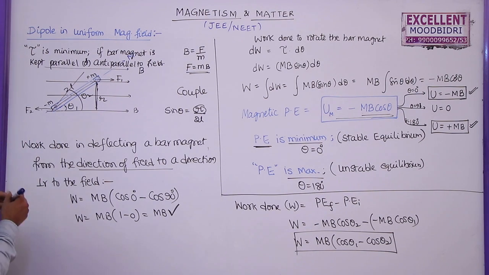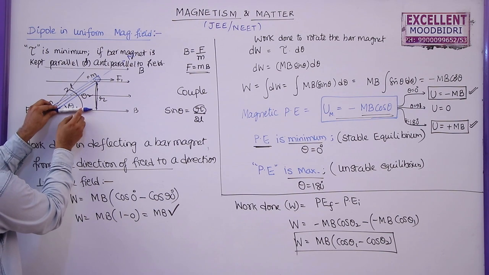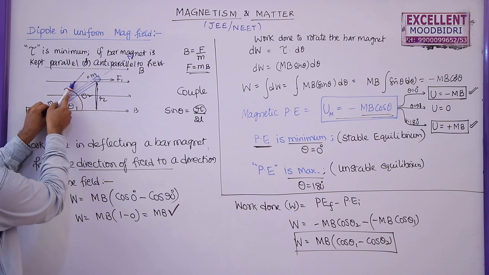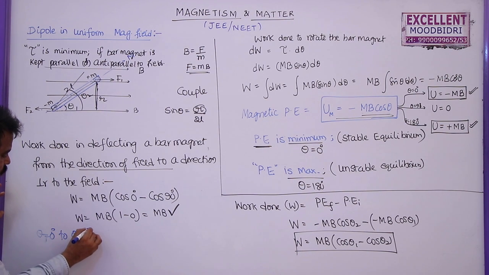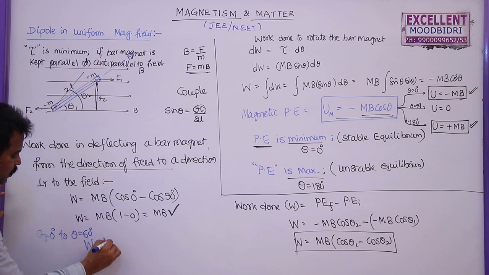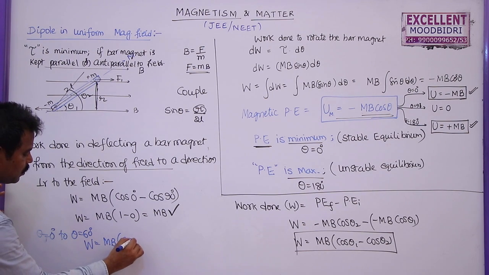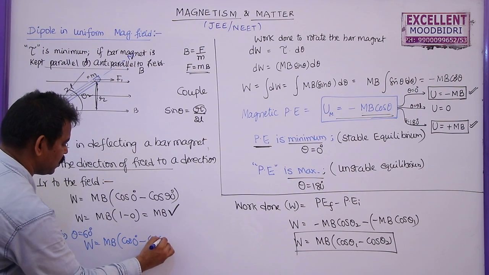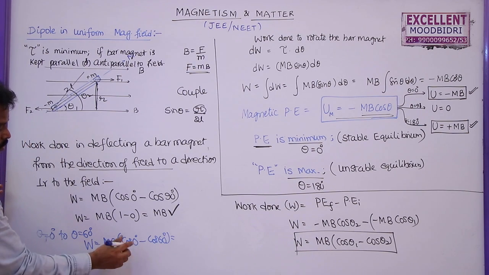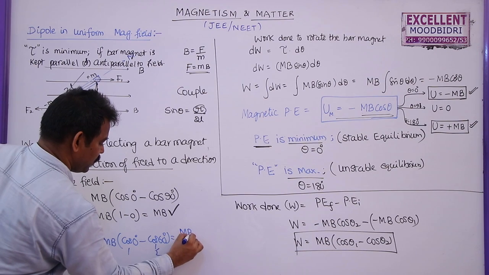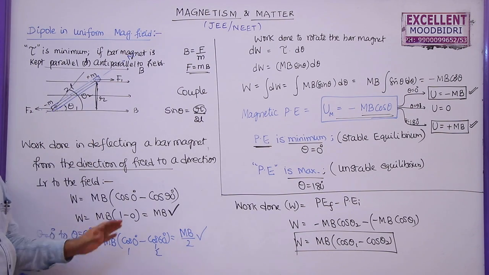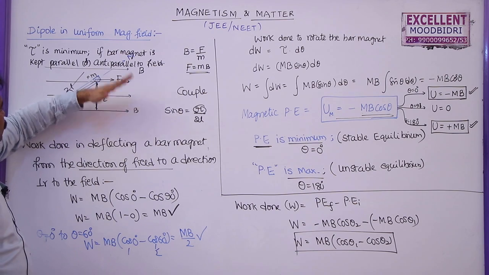Similarly, in one more problem, if I wish to rotate this magnet from here to 60 degrees, what is the work done? From theta equal to 0 degrees to theta equal to 60 degrees. Work done is given by mB (cos 0 minus cos 60), where cos 0 is 1 and cos 60 is 1 by 2, so 1 minus 1 by 2. This will be mB by 2. That is exactly half of the work done to rotate this from here to here.